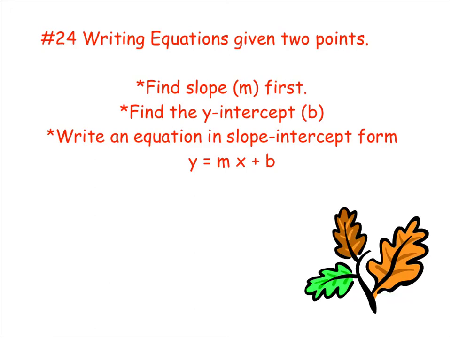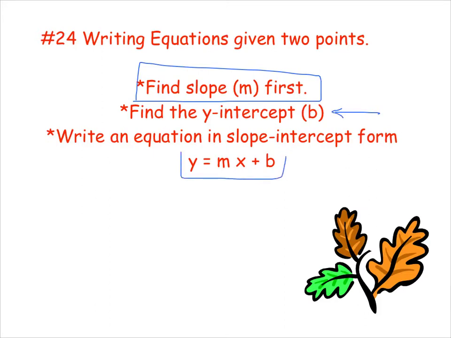Hey everyone, this is Miss Linder and we have lesson 24, writing equations given 2 points. The only thing we're adding from what we did yesterday is we're going to be finding the slope first. Then we would find the b, and then we're finally going to write our answers in y-intercept form. Okay, so let's get started.